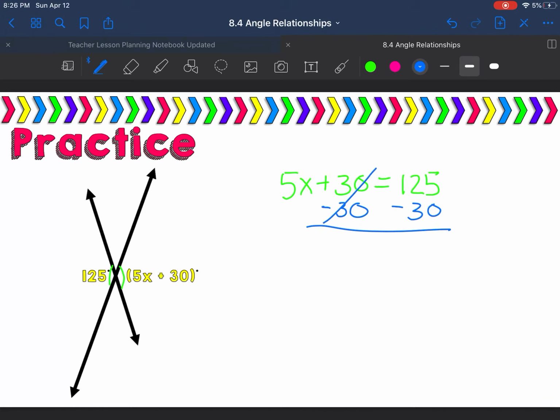So I'm going to subtract 30 from both sides. Plus 30 minus 30 cancels out, gives me 0. That leaves me with 5x equals 125 minus 30, which is 95.